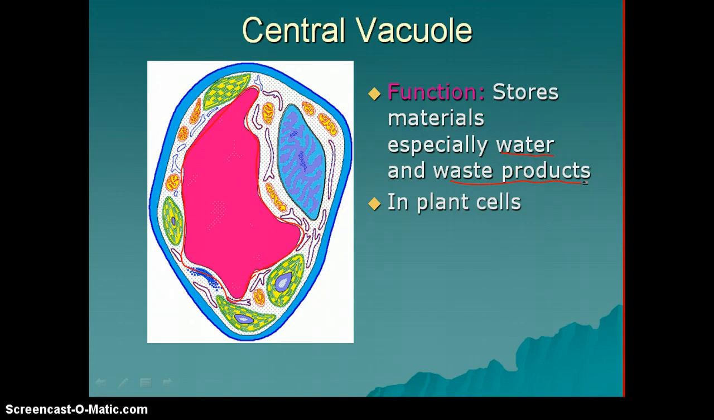It's in plant cells. Animal cells do have vacuoles that do hold waste products or water or other cell parts. But if we're looking at just the central vacuole, that's something that's in plants that kind of helps fill up the plant with water. And those are the 3 extra organelles that plants have.